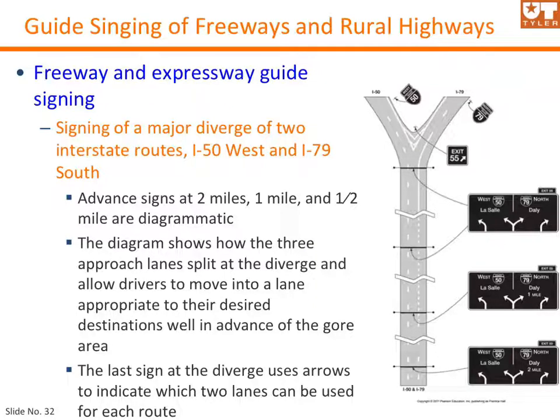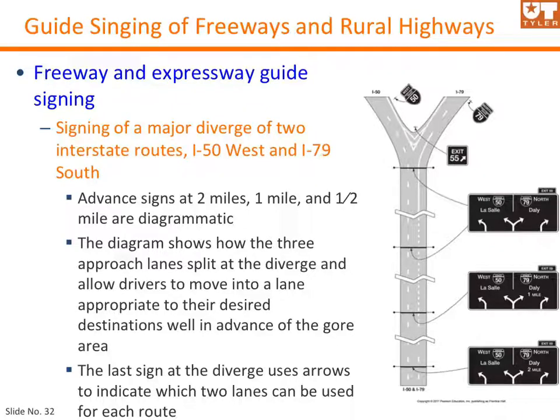You don't want to have drivers come to this location and still be making the decision. Drivers have to make the decision at 2 miles, 1 mile, or at the most, by the time they reach half a mile away, they've got to make the decision whether to take the far left or the far right, to take either I-50 or I-79 in this case.